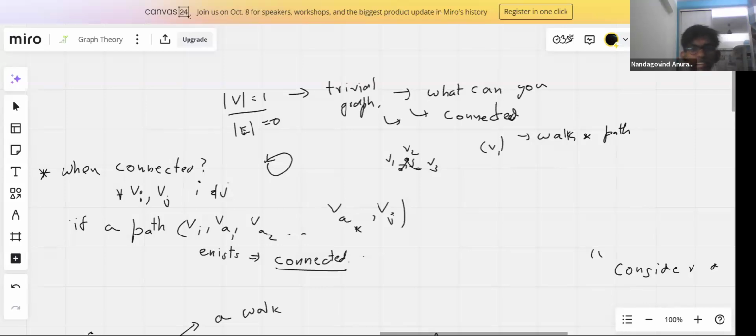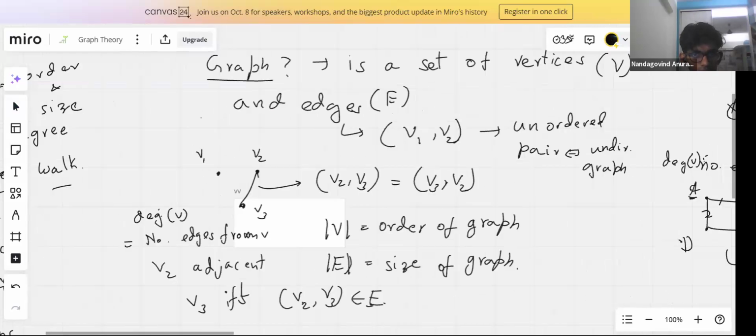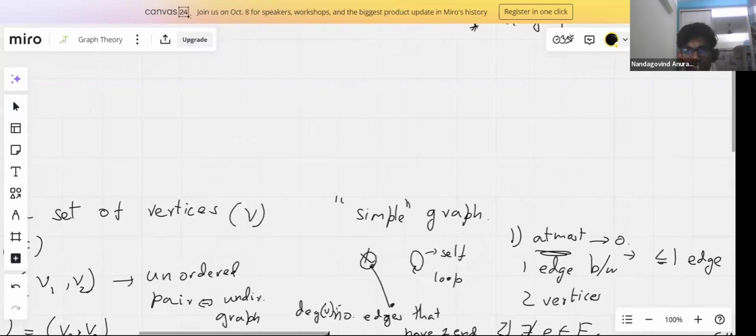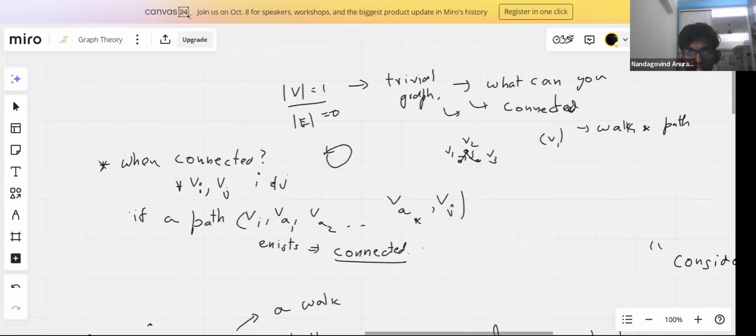Also, you can say stuff directly without raising your hands. If you have any doubt, there's no need to raise your hand. Okay. Does that clarify what information you can say about the trivial graph, the one vertex graph?